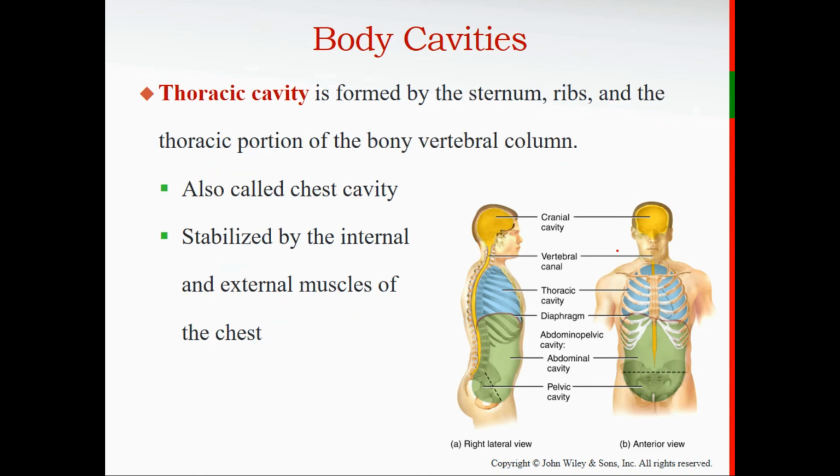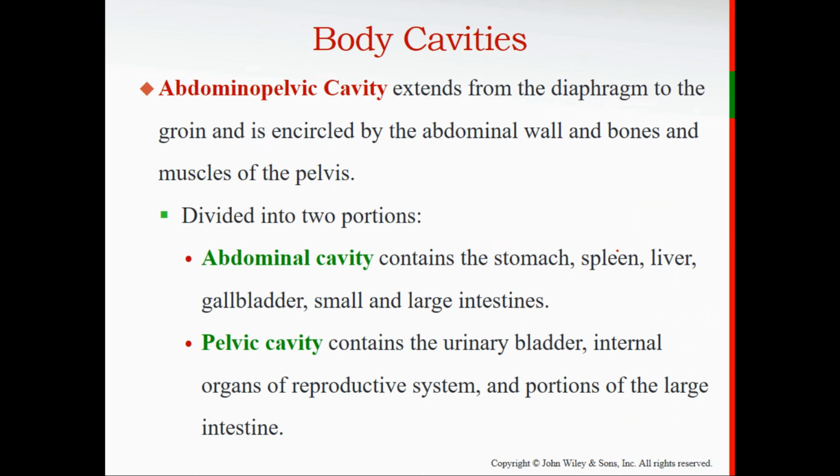The thoracic cavity is also known as your chest cavity. That's where your heart and your lungs are kept, in the rib cage. This is one of the things we'll get to, the respiratory system. This is what helps us breathe. And then the abdominopelvic cavity.